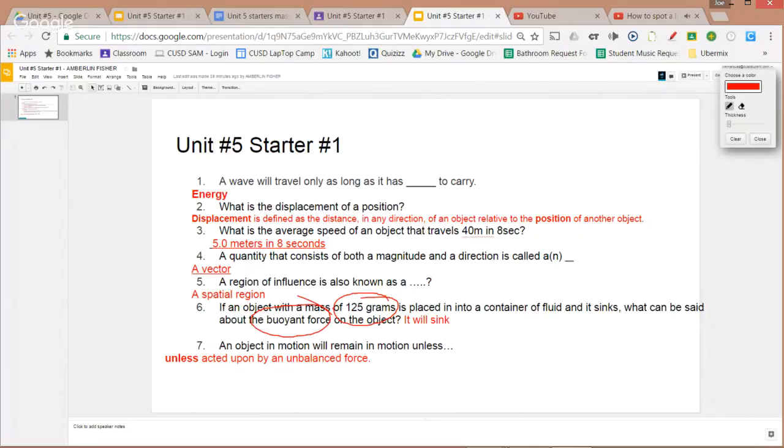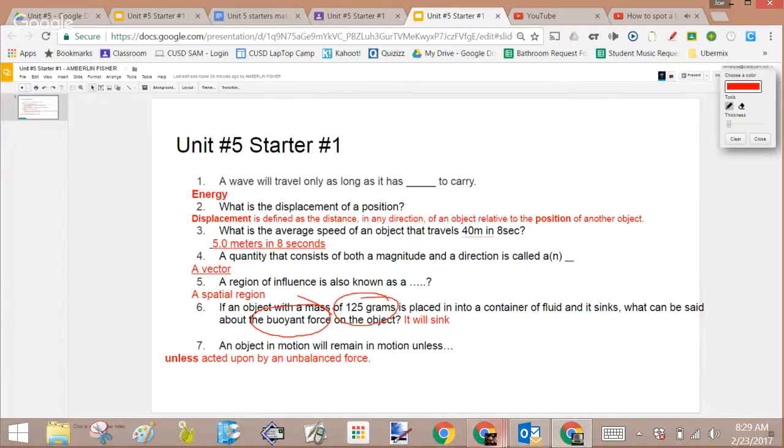All right. Are there any questions on any of these questions that we've gone over? Excellent. So we're going to go ahead and jump into our Nearpod.